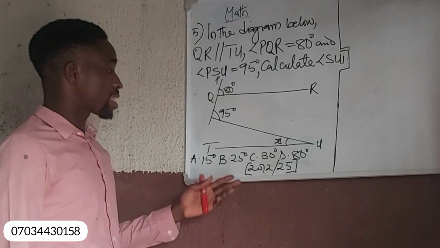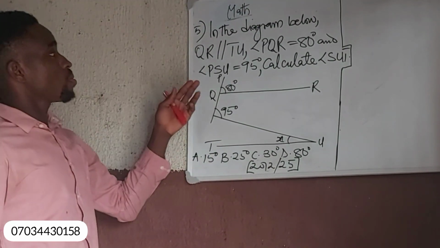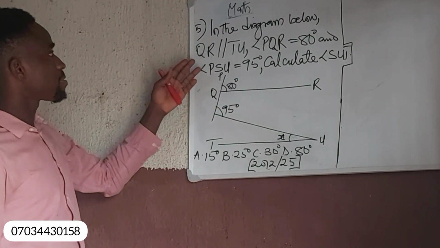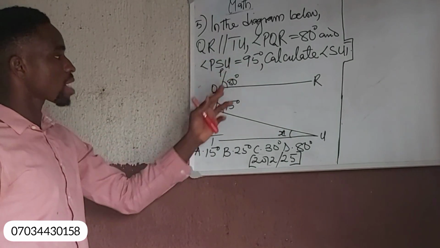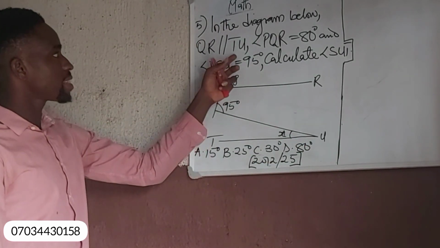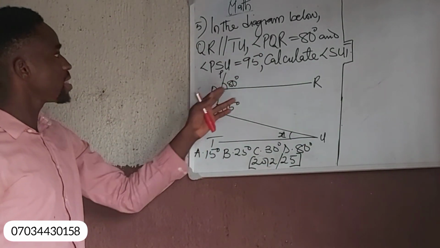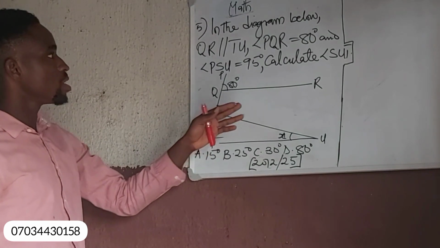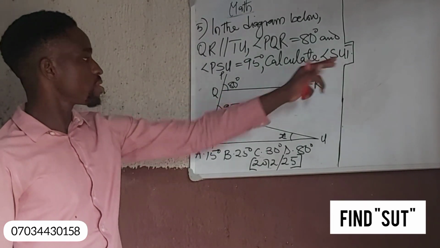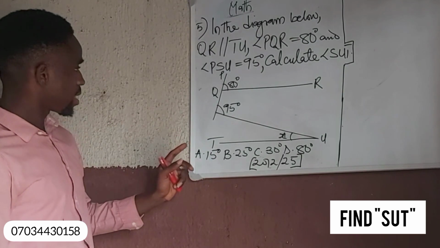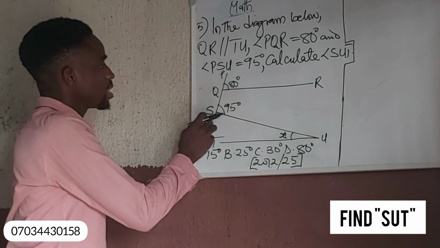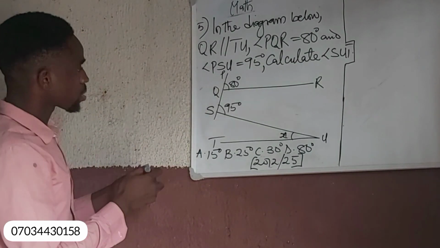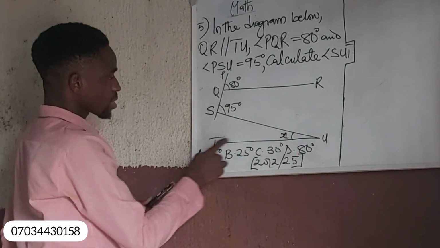Now for example 5, line QR is parallel to line TU, right? And then we have an 80 here and the angle 95 here. We are told to find SUT. Here is S, right? So SUT. Sorry, I forgot to put that in. So SUT.